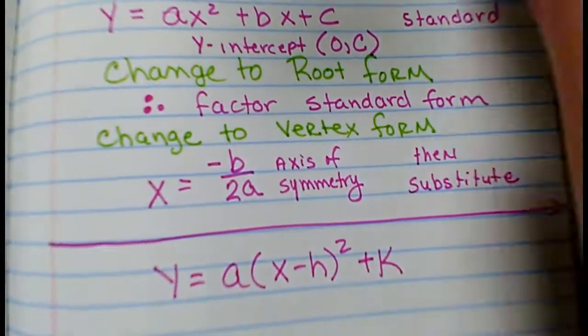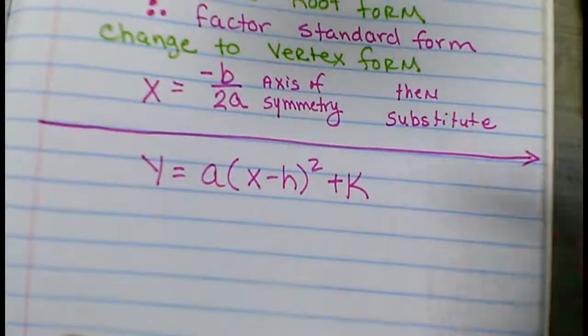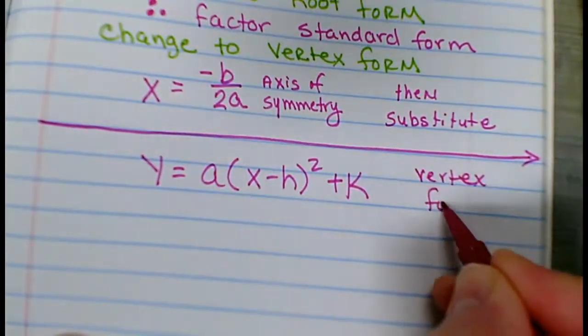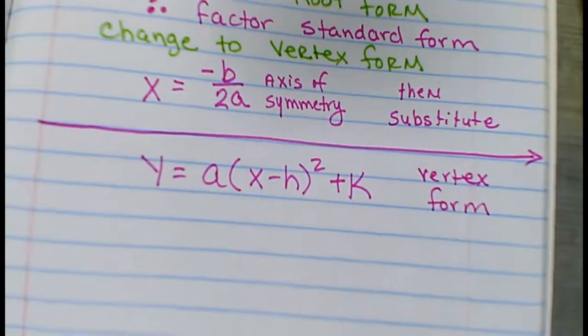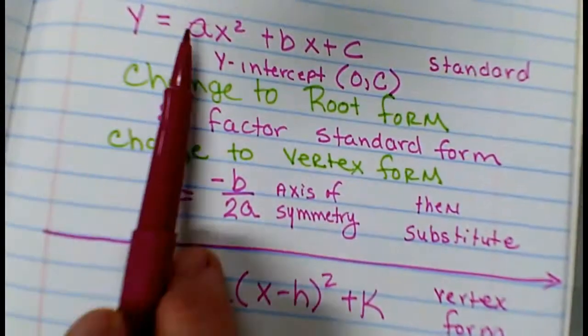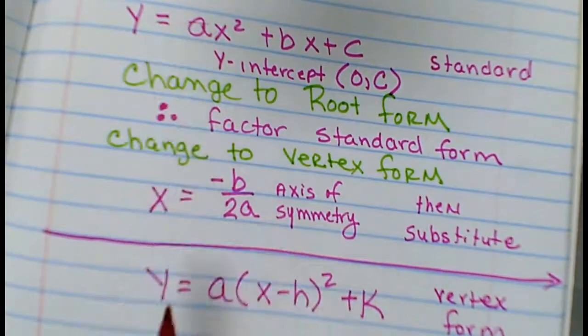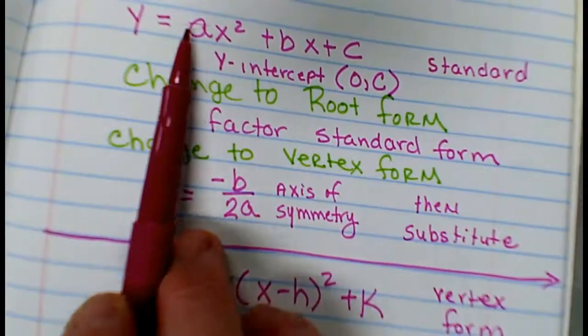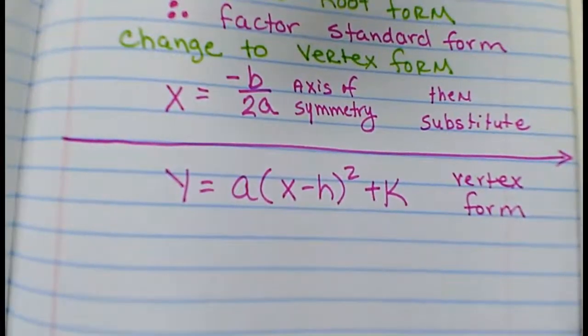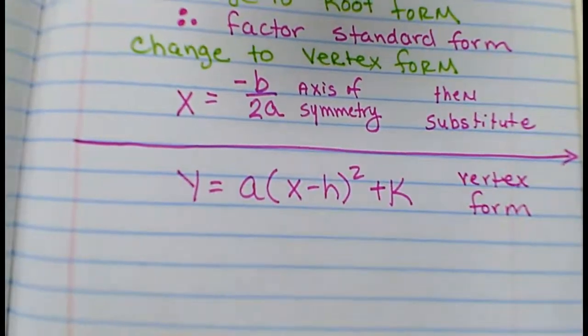What form is this? This A is the same as this A. Doesn't matter whether you're in this form or this form. The A tells you whether the parabola is pointing up or down, and the maximum or minimum depends on whether it's pointing up or down.